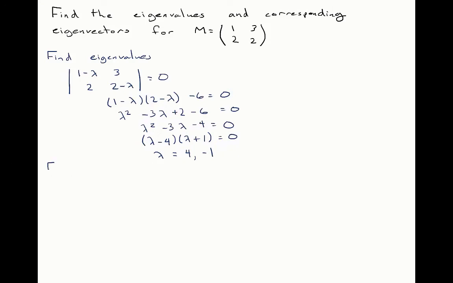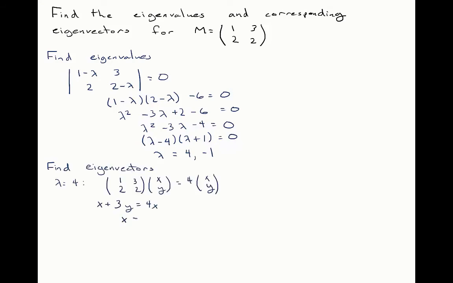Then we want to find the eigenvectors. So this tells us that x and y should be the same, so our eigenvector is 1, 1, or 2, 2, or 500, 500. It doesn't matter. Okay, that's for lambda equals 4. Now I want to do lambda equals minus 1.